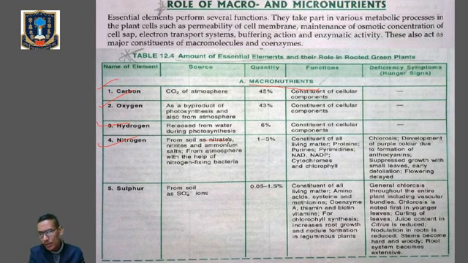Clear? So when we talk about DNA, we have adenine, guanine, thymine and cytosine. These are the nitrogenous bases present in DNA. But when we talk about the nitrogenous bases in RNA, thymine is replaced by uracil. Okay, so nitrogen is also an essential part of the genetic material, that is DNA and RNA.